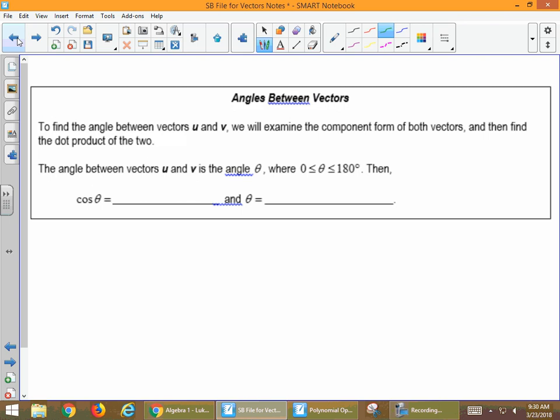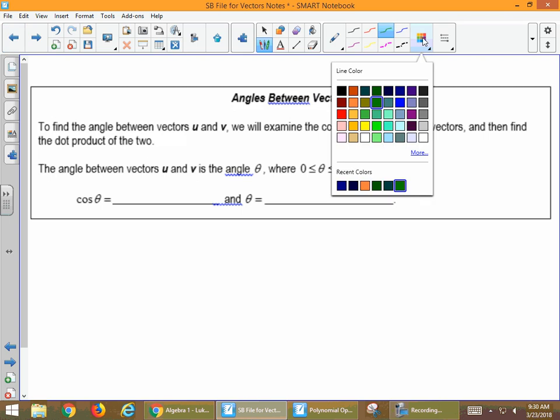The angle between two vectors is, we're only going to do this with acute angles, angles that are between 0 and 90 degrees. I've seen a proof for this. I think there might be one in the textbook.